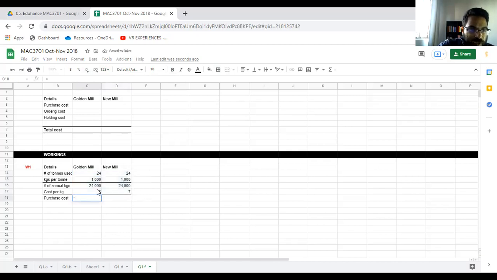So for them, it is 24,000 multiplied by 8. For them, it is 24,000 multiplied by 7. Okay, so we go over here, 192. And over there, it is 168.